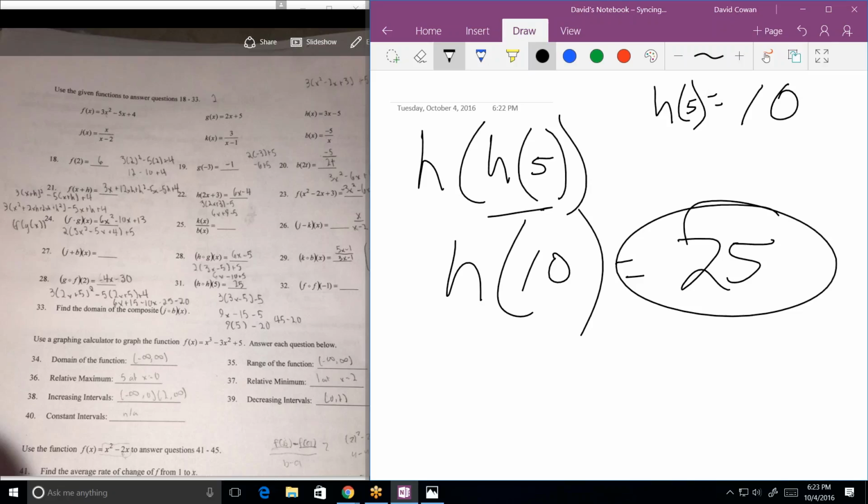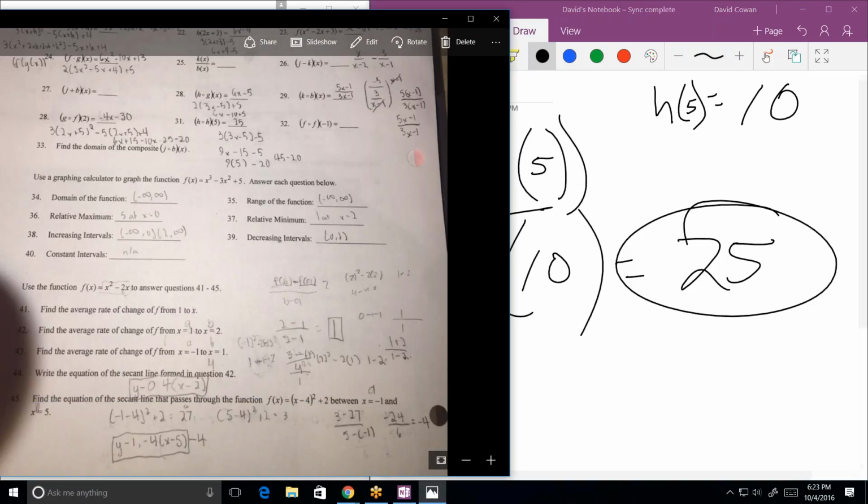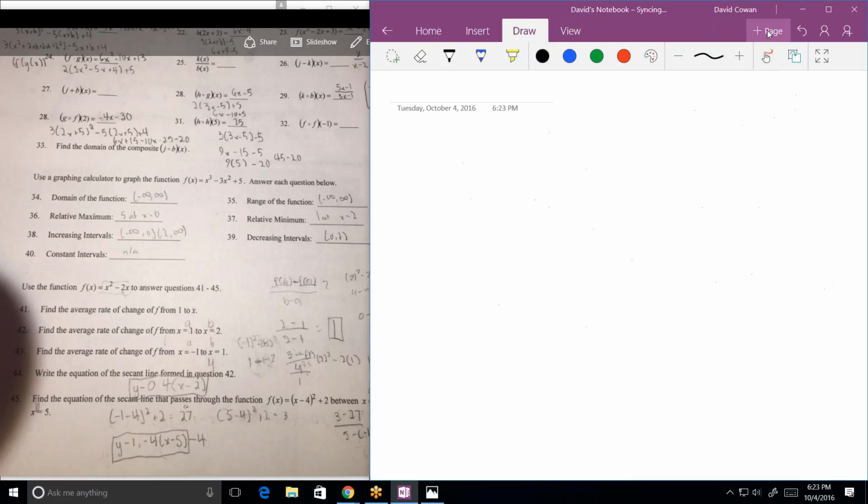Okay, now down to 41 in those questions. Okay, hold on, let me pull it up a little bit here so I can see that. Okay, average rate of change. Another way of talking about slope. That's what average rate of change is, slope.